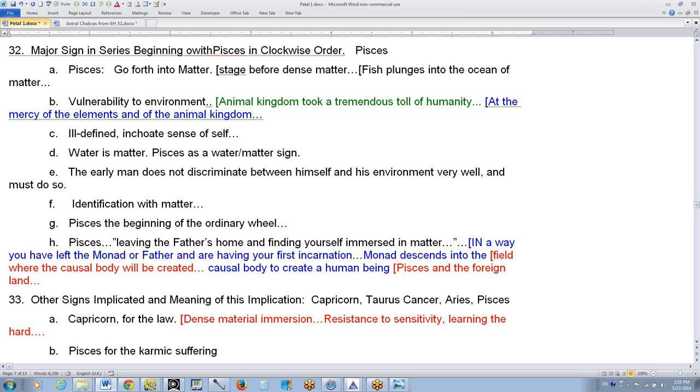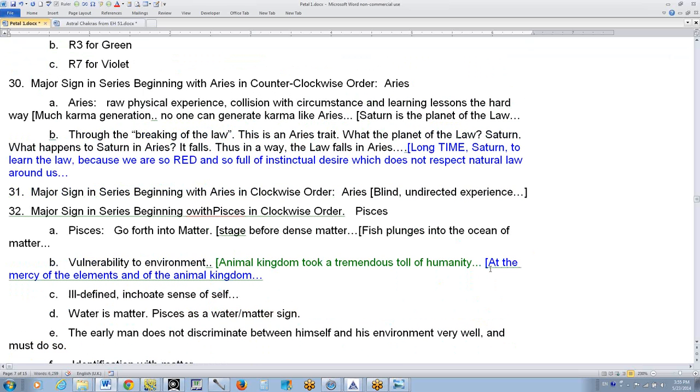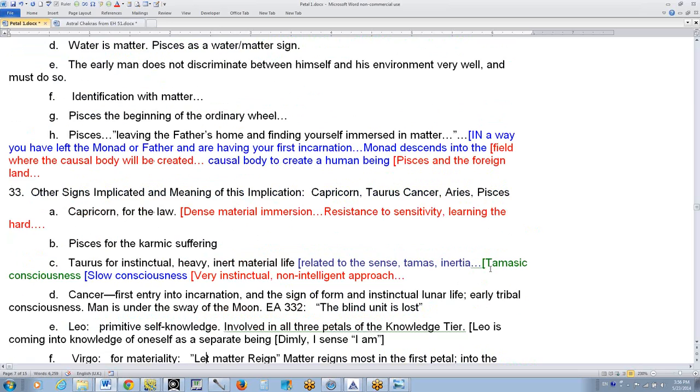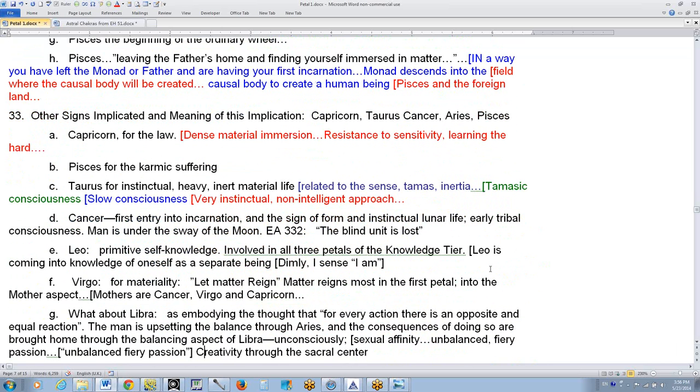Okay, so those are signs related to the first petal. They are the beginning of the series, which goes clockwise or counterclockwise. We don't have anything with Pisces going counterclockwise. We only have clockwise. Are there other signs implicated? Well, I have here Capricorn, Taurus, Cancer, Aries, and Pisces. Some of them are repeats, and we'll have to see the ones we may have left off.